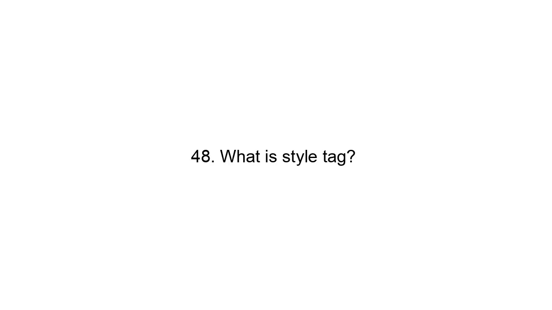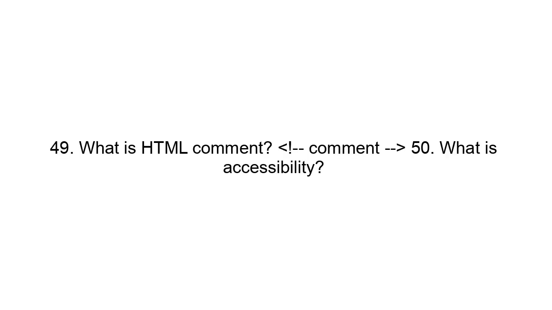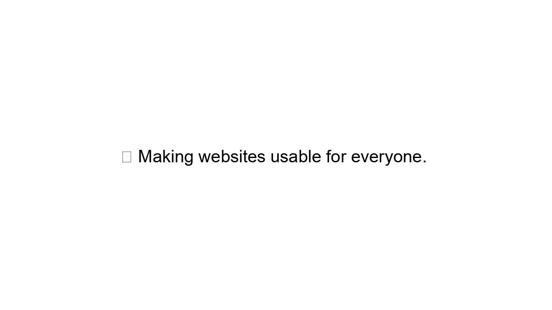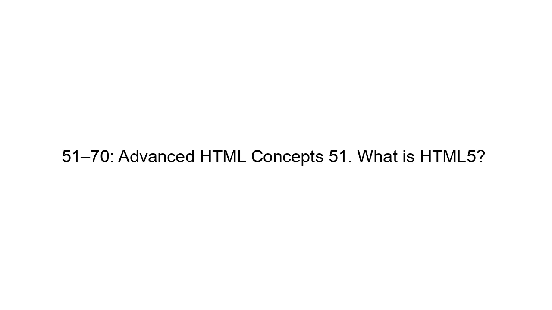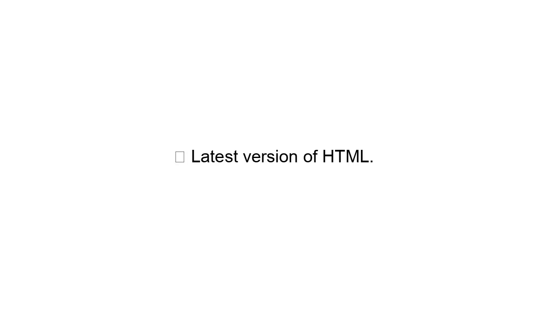48. What is style tag? Internal CSS. 49. What is HTML comment? Comment. 50. What is accessibility? Making websites usable for everyone. 51 to 70. Advanced HTML concepts. 51. What is HTML5? Latest version of HTML. 52. What are HTML5 features? Semantic tags, audio, video, canvas, local storage.